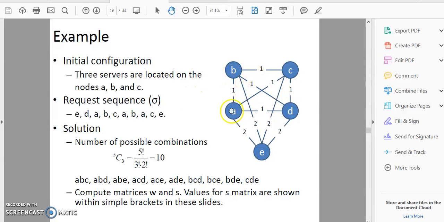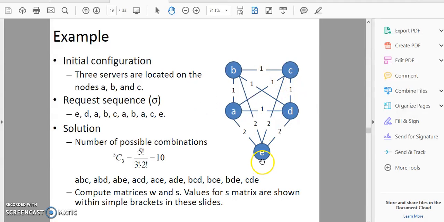So let us say we have 4 points A, B, C, D, and a request can come on any of these points. Suppose we have only 3 servers. So let us say our initial configuration of servers is at A, B, C. That is, servers are located at A, B, and C. And then we have a request sequence E, D, A, B, C, A coming after this configuration.